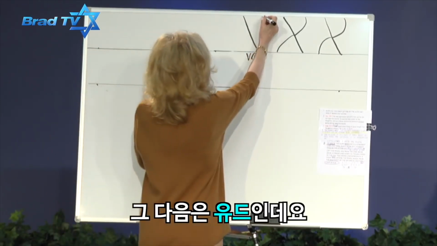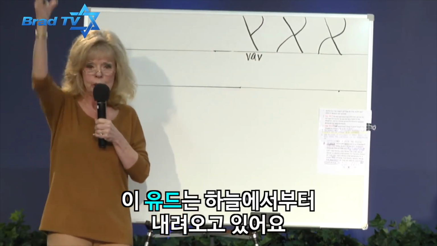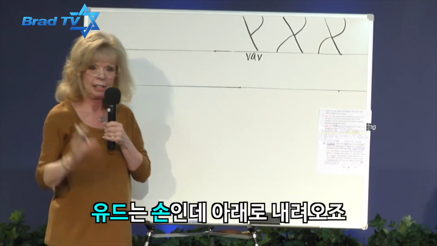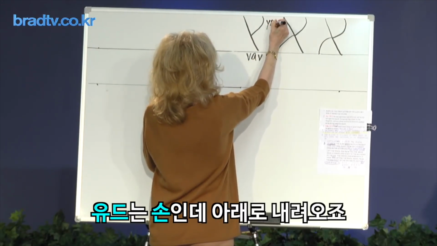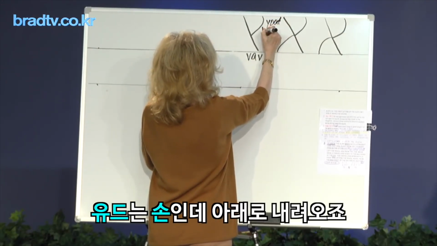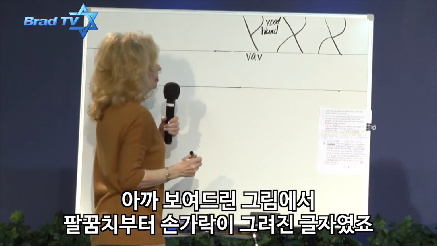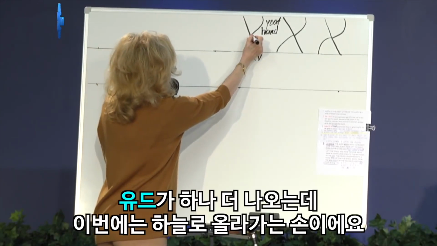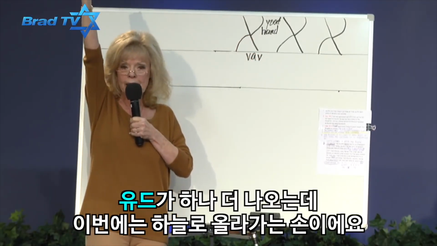Then we had the Yud. Now notice that Yud is reaching down from heaven, right? It's reaching down. It's a hand. Yud is a hand. This is Yud, and it's a hand. In that little picture, it was the elbow with the fingers open that I showed you in the picture language. And then we have the other Yud, and that's the hand reaching up to heaven.